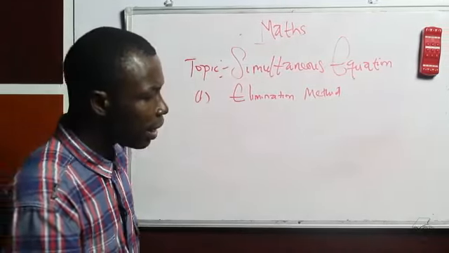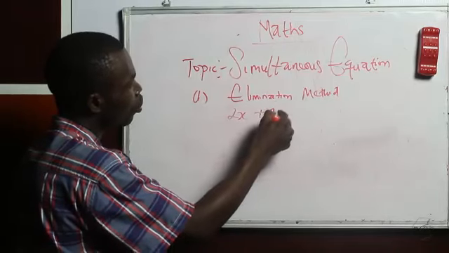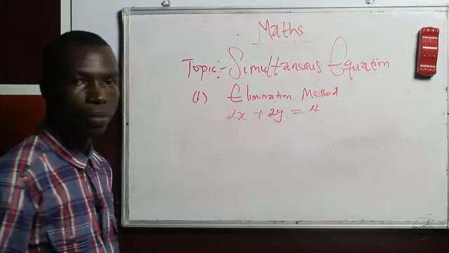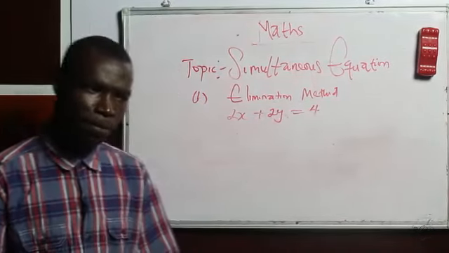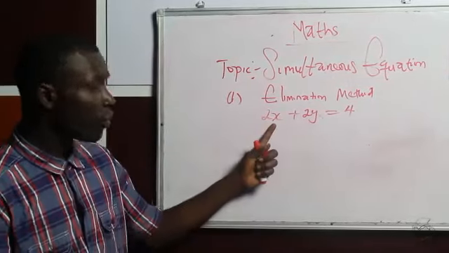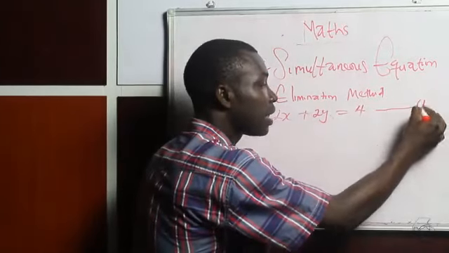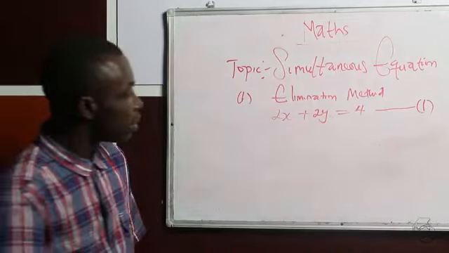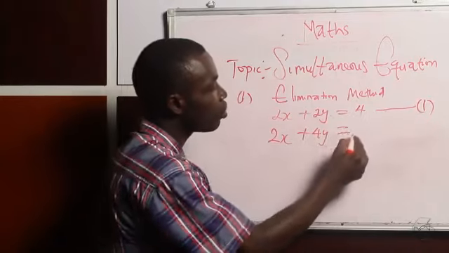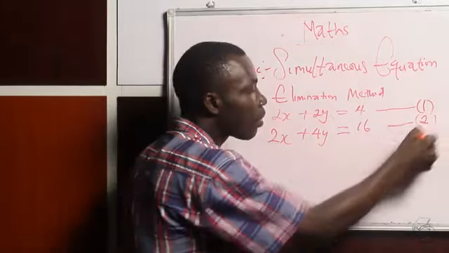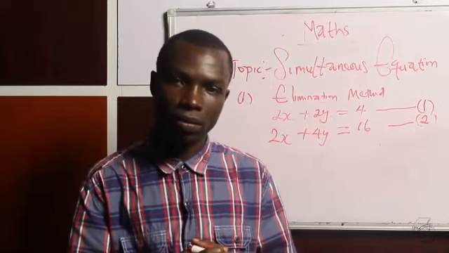Let's consider example 1, where we have 2x plus 2y equal to 4. This is an example of a linear equation because we have two variables in this equation. We have x as one of the variables, we have y as one of the variables, which implies that this is equation 1. Now we have 2x plus 4y equal to 16. This is another equation, making it two, a pair, a combination of equations.